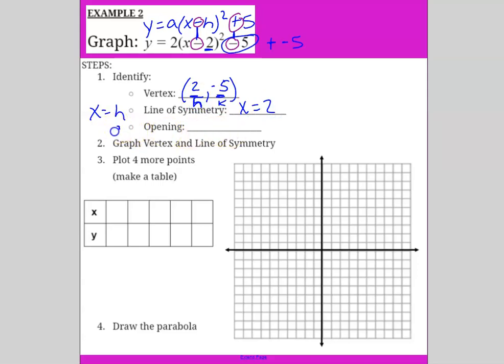Opening, remember our opening is all about that a value. So if we look at our a value, it's +2. So we're going to open up. You can draw it, you can write the words, you can do both. Now we need to graph our vertex and our line of symmetry. So our vertex is 2, -5. So we go to 2, -5. And then draw that vertical line through x equals 2.